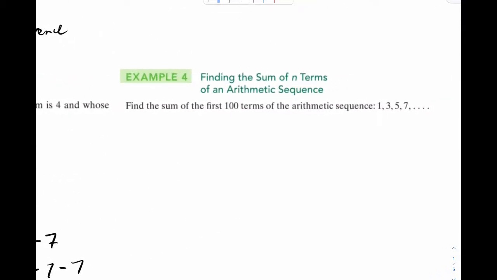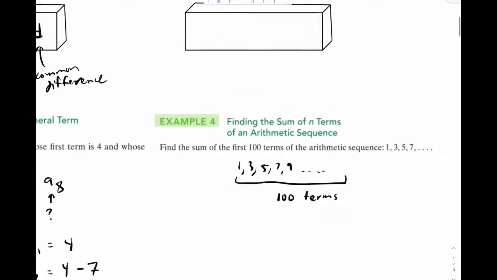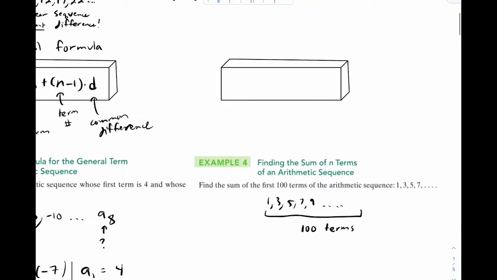Find the sum of the first 100 terms of the arithmetic sequence 1, 3, 5, 7. So 1, 3, 5, 7, 9, ... And then we know that there's going to be 100 terms. And we want to add up all of these. So once again, there's a formula here. So right here, we'll write the sum formula. That's S sub n is equal to n over 2 times a1 plus an.